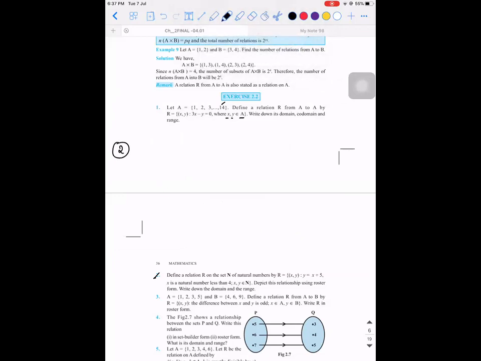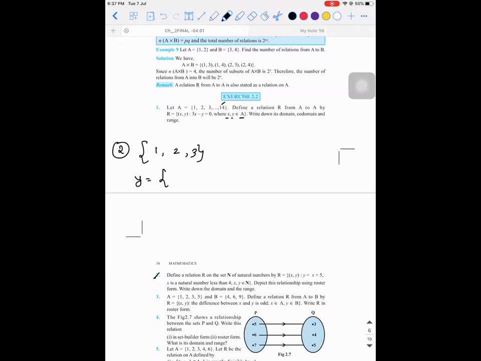So second, R is equal to {(x, y) such that y is equal to x plus 5}, where x is a natural number less than 4. So how to solve this? X is a natural number less than 4, and x, y both belong to N. So what are all the input values I'm allowed to give? 1, 2, and 3. 4 should not be included because they're saying less than 4, not less than or equal to 4. So 1, 2, 3. Then what is the value of y that will come out?